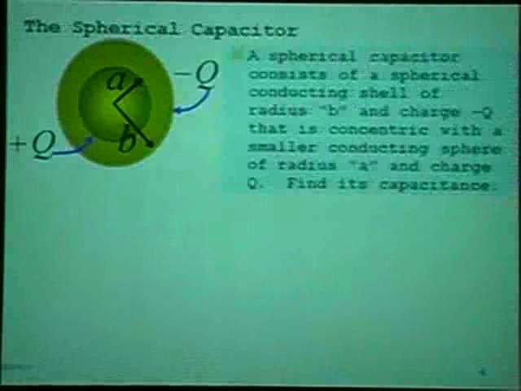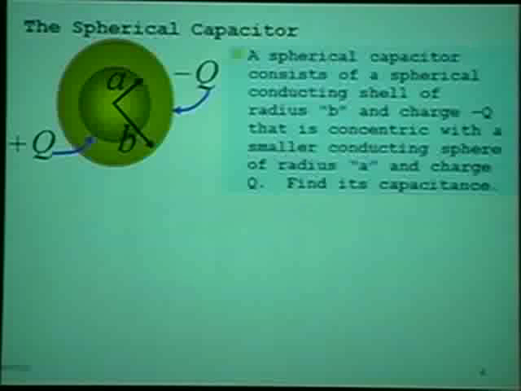But here's the first example. A spherical capacitor. A spherical capacitor consists of a spherical conducting shell of radius b and charge negative q that is concentric with a smaller conducting sphere of radius a and charge q. Find its capacitance. So we actually have 2 shells here.